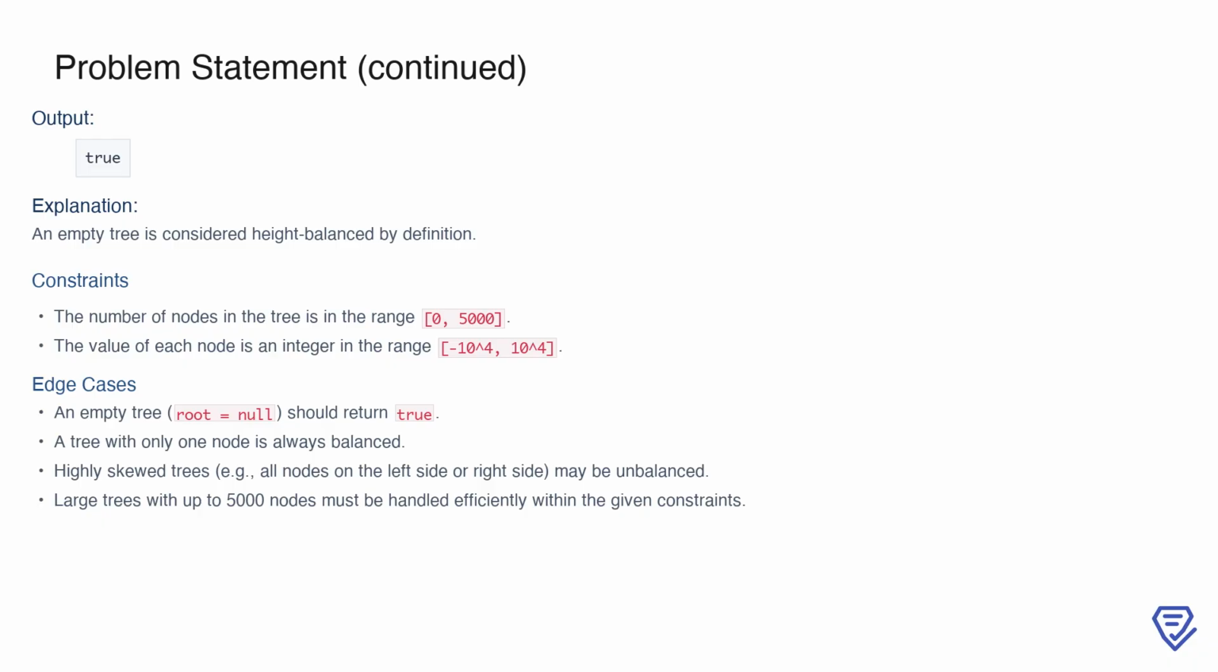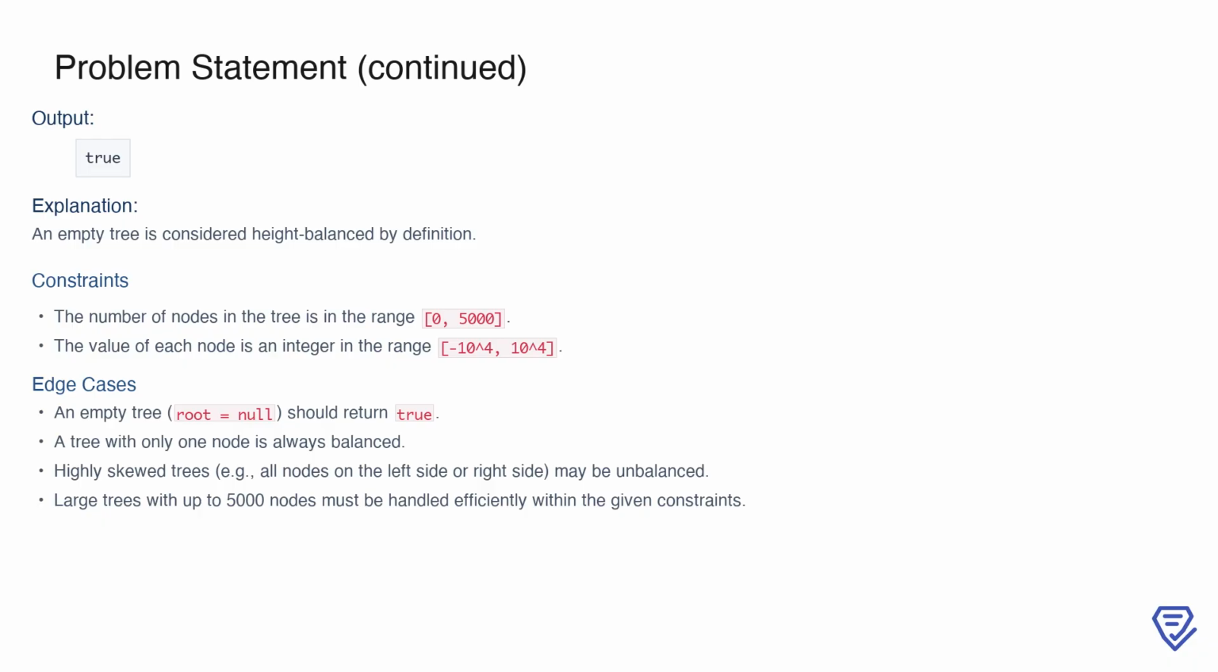To summarize, the problem has constraints ensuring that the tree will have between 0 and 5,000 nodes, and the values of the nodes are within a specific range. It's important to handle edge cases, such as empty trees or highly skewed trees, efficiently to ensure the solution works for all scenarios.